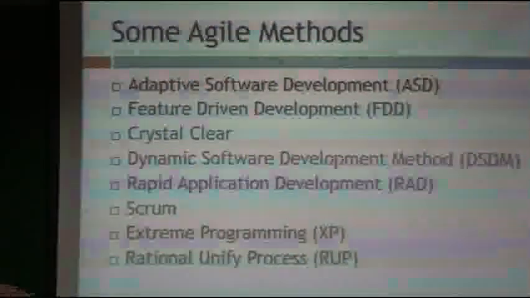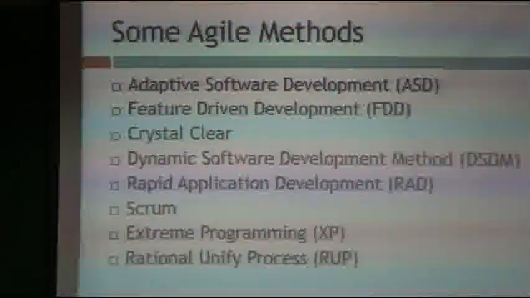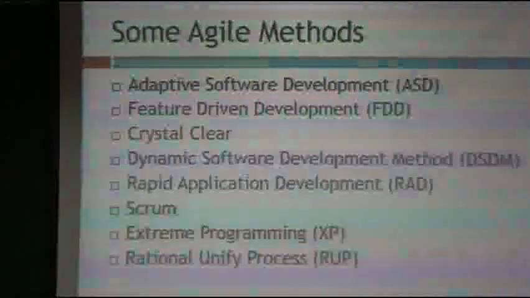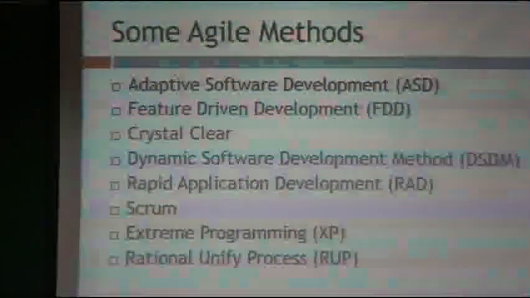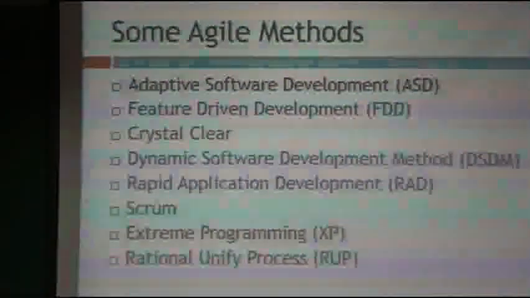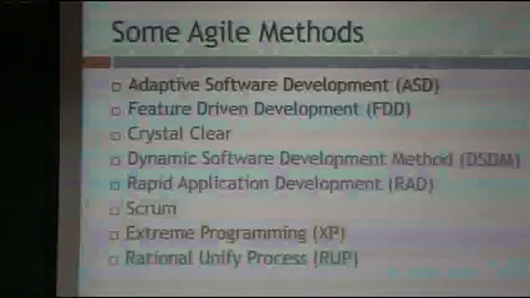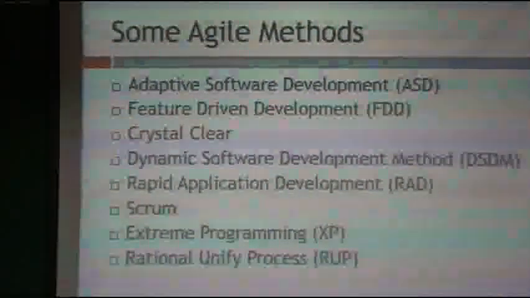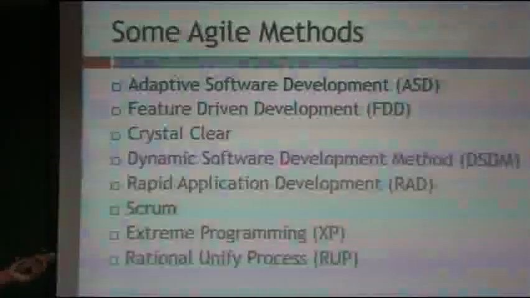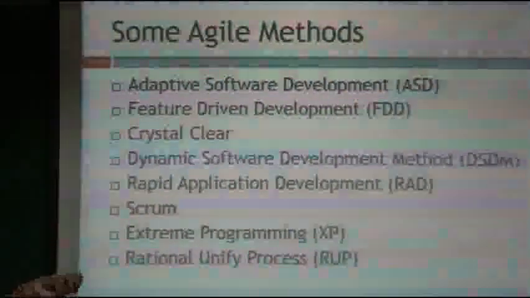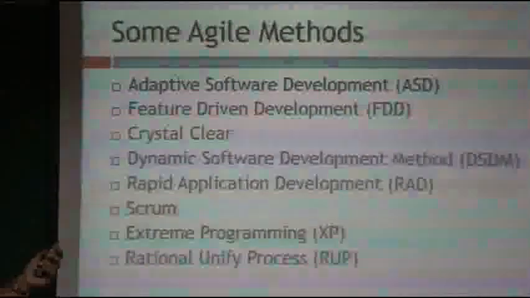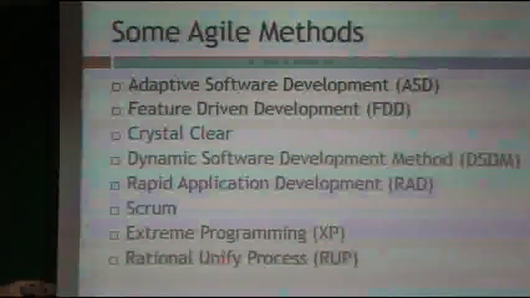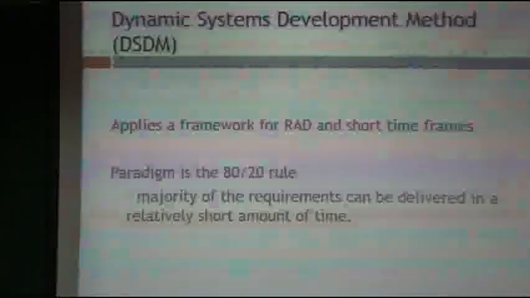Most IT companies now follow this kind of life cycle model, Agile. Some of the popular Agile methods available are adaptive software development, feature driven development, Crystal Clear, dynamic software development method, rapid application development method, Scrum, extreme programming, and rational unified process. We have already seen RAD, and this is a variation of RAD. But the most obvious models here are extreme programming as well as rational unified process.